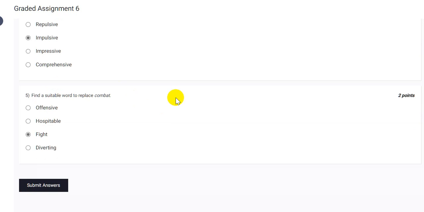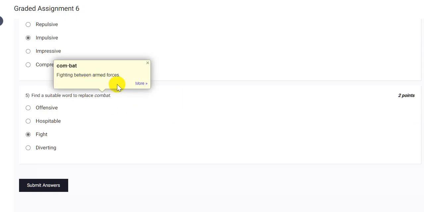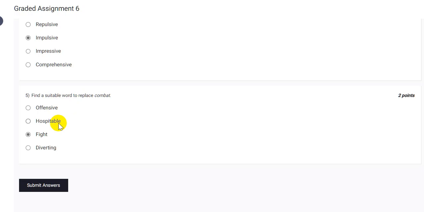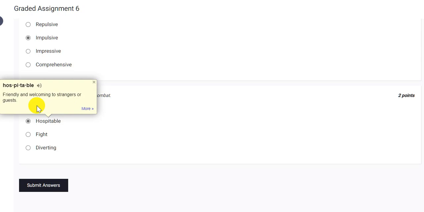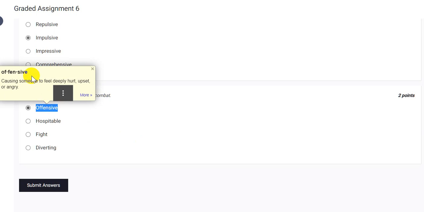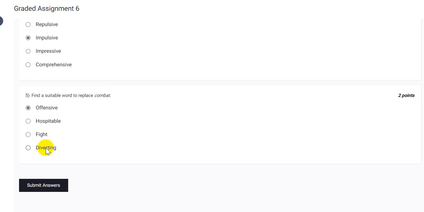The last question says find a suitable word to replace combat. Everyone knows combat aircraft, fighter aircraft, right? Fighting between armed forces. So hospitable: warm welcome. They have welcomed us, great hospitality. Friendly and welcoming to strangers or guests, right? Hospitable. Offensive: causing someone to feel deeply hurt. Everybody knows this. Diverting, also everybody knows. I'm not checking the meaning.